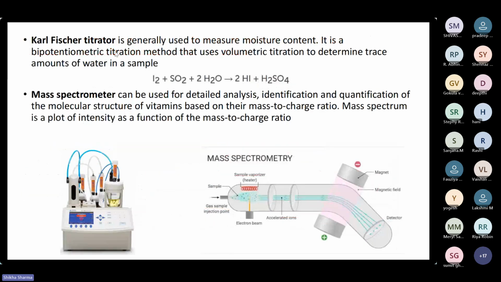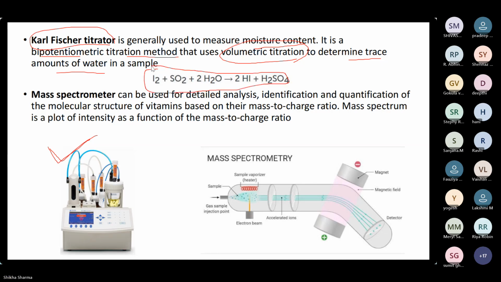So the Karl Fischer titration method is basically used to measure the moisture content. It looks like this. It has cathodes and anodes, which measure even a small amount of water. So it is a bipotentiometric titration method, and it uses volumetric titration to determine the trace amount of water in the sample. The reaction that takes place is like this.